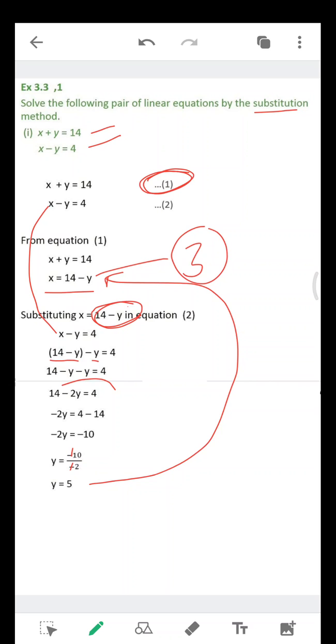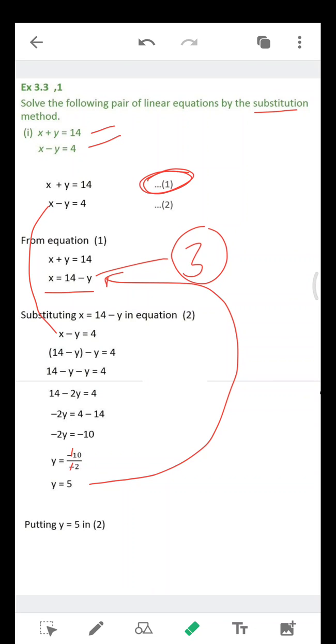Got it, everyone? So what we have done, we have taken equation 1 and we found x in terms of y. We substituted that in equation 2. Now this y value you can substitute in equation number 3, or you can substitute in 1, 2 also. All of them give you the same answer.